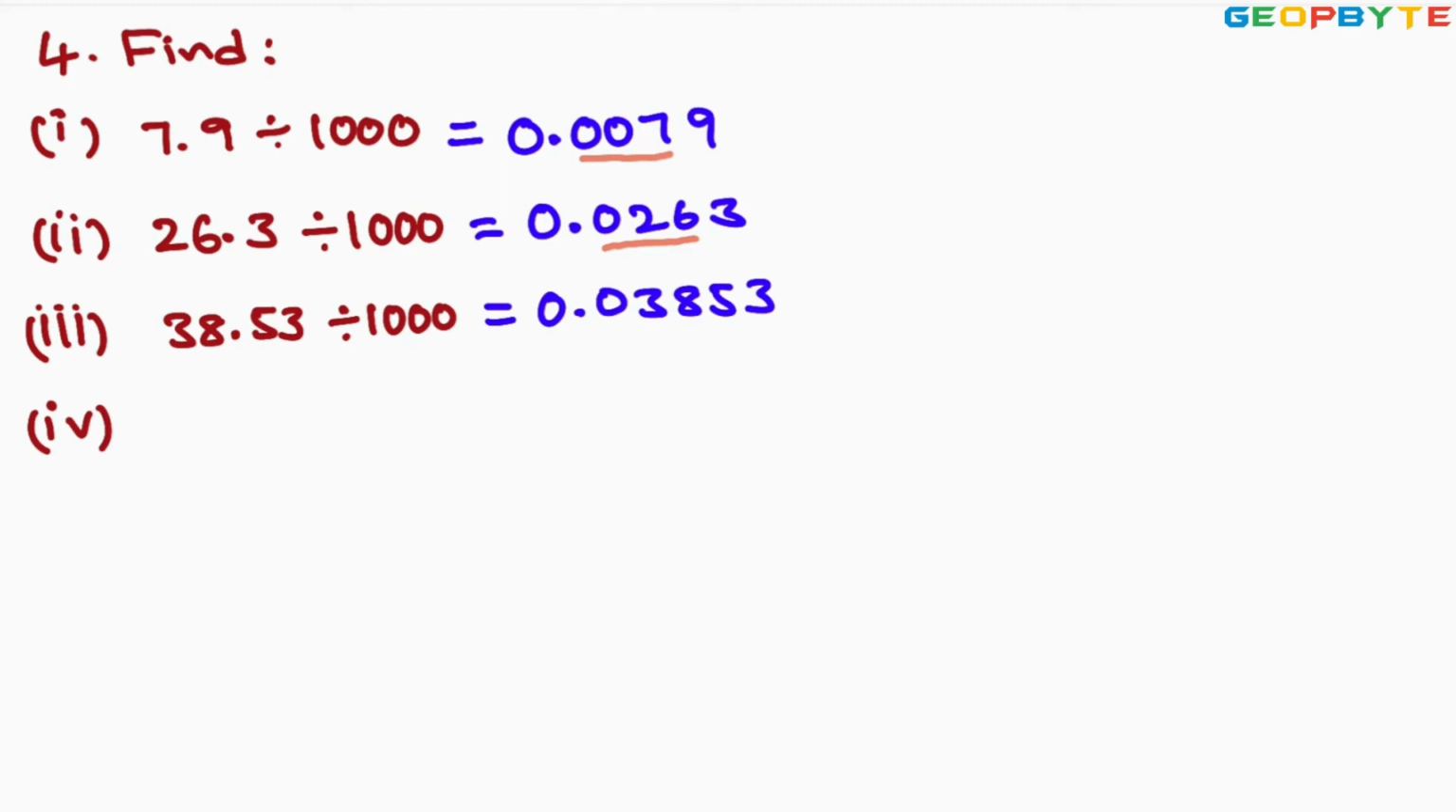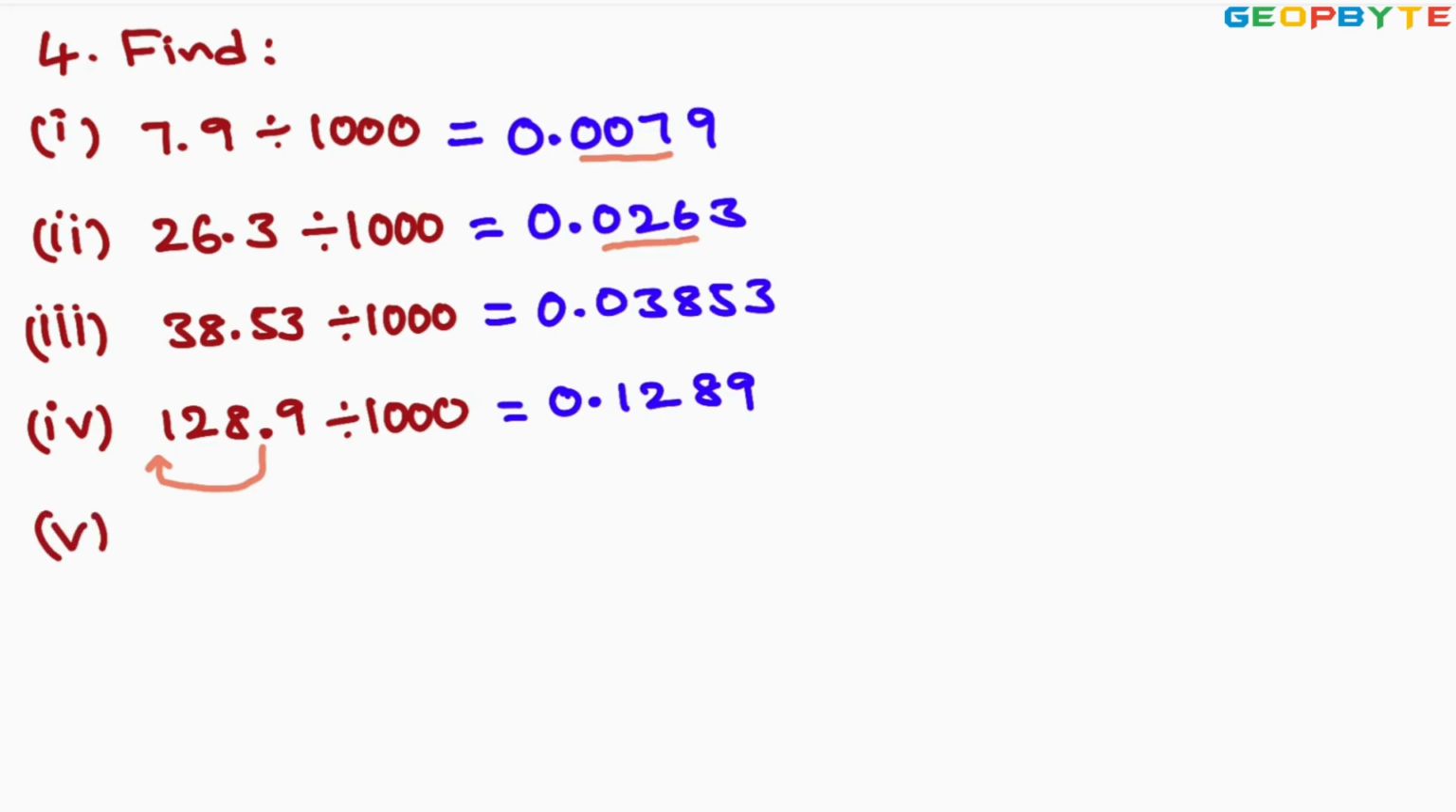Next, fourth one, 128.9 divided by 1000. On dividing a decimal by 1000, the decimal point is shifted to the left by 3 places. We have 128.9. If we shift the decimal point towards left by 3 places, then the decimal point is placed before the 1. So then we'll be getting 0.1289.